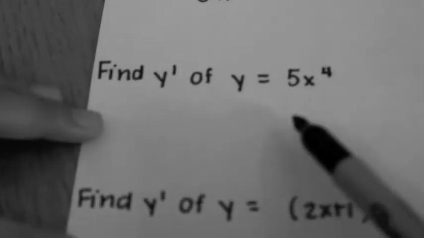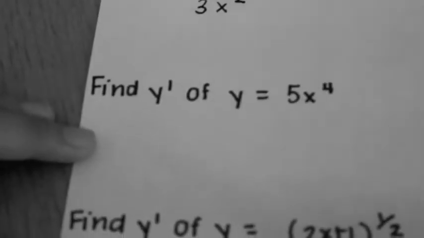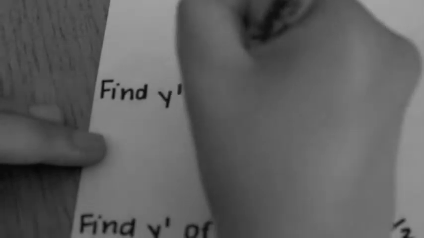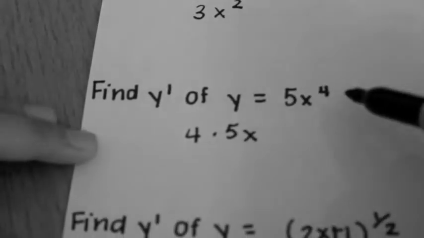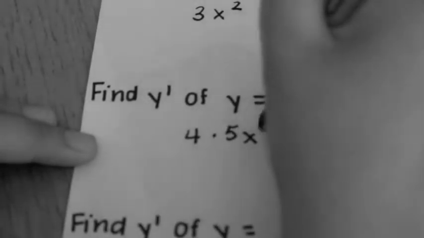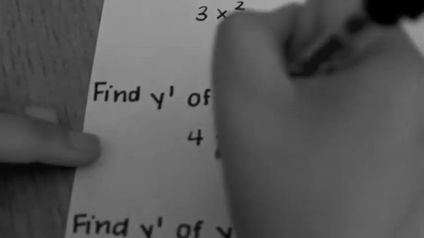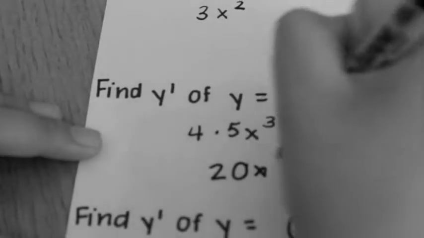Here's a second example. 5x to the 4th power. To find the derivative, you multiply 4 times 5x. Subtract 1 from 4 is 3. You can simplify that to 20x cubed.